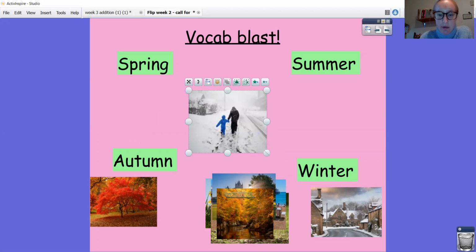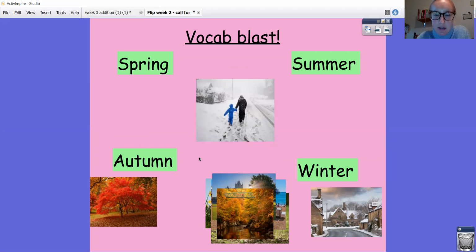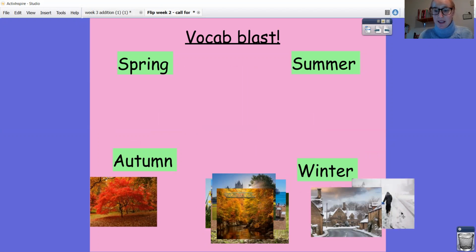This picture here, make it a little bit bigger so you can see it clearer. These people are wrapped up very warm, so that suggests to me it's really cold. There's a lot of snow on the floor, and I already said another season has lots of snow on the floor. So this one must again match with winter.